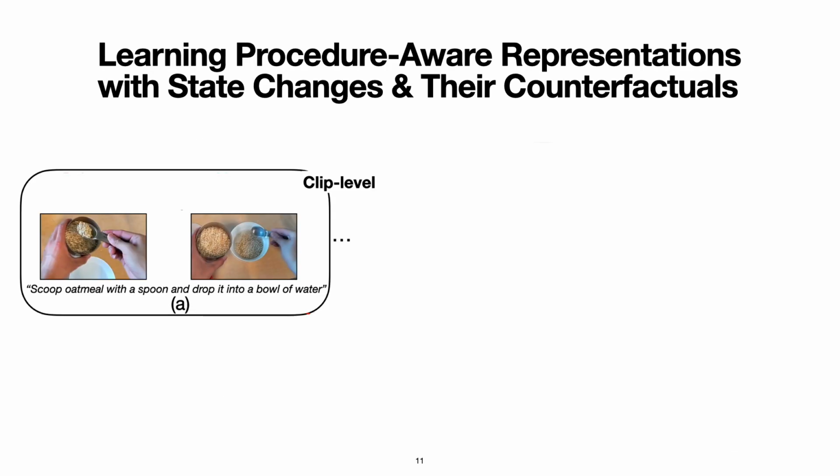To this end, we propose to explicitly use state changes and their counterfactuals as learning signals. We leverage a large language model, Llama 3, to generate these textual descriptions, specifically given a short sequence of frames, which we refer to as a clip, and its corresponding narration provided by Ego4D. We prompt Llama to generate diverse before and after states that describe the changes induced by an action.